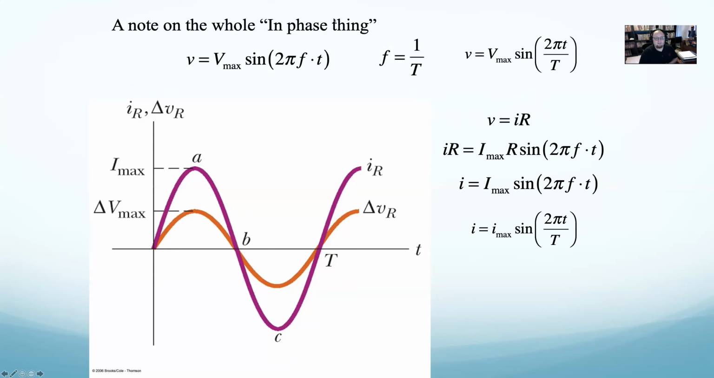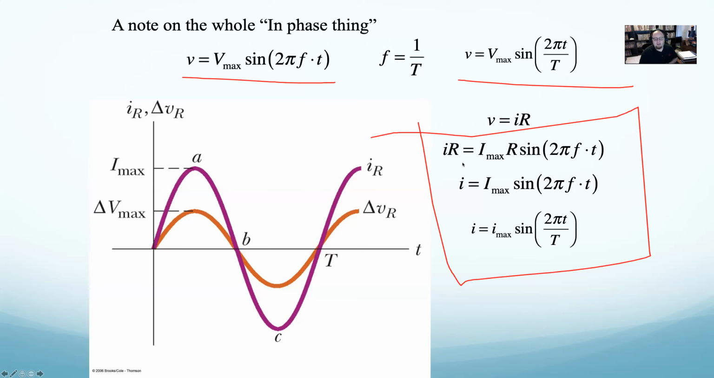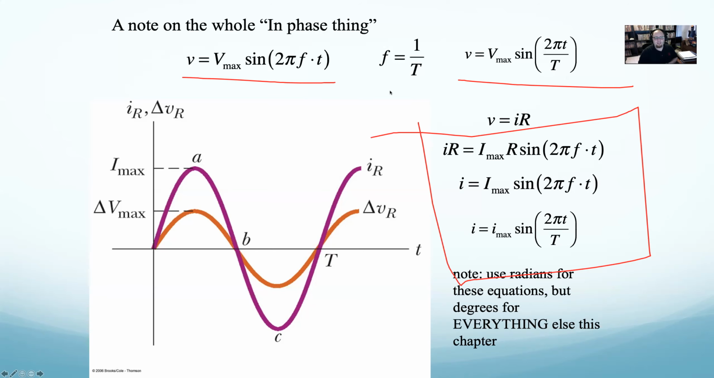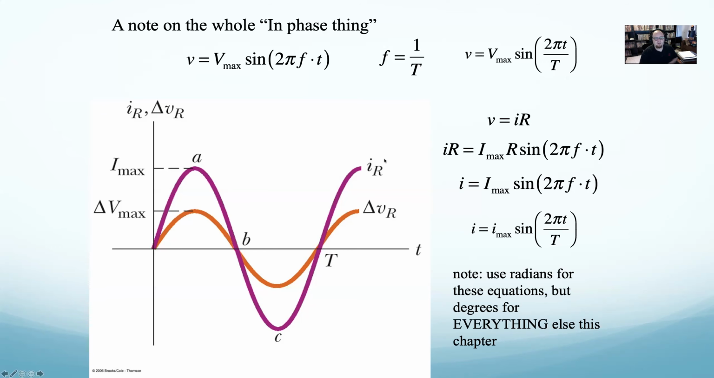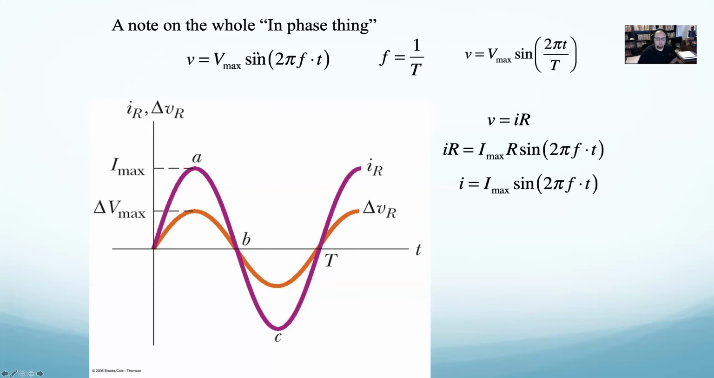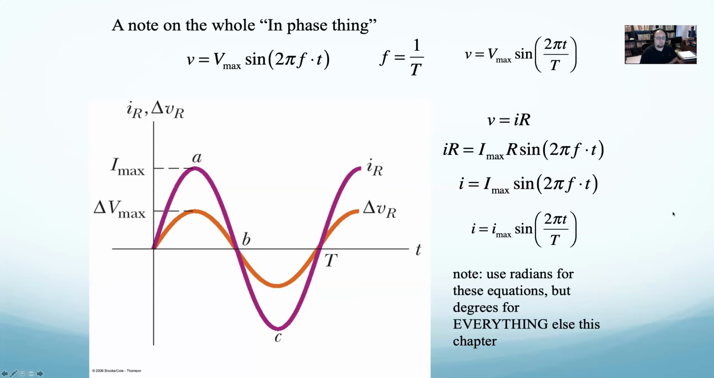Now, if you do plug time into these equations, I already said you want to work in degrees, but these will be the exception. Anytime you're doing a sine with omega t or 2 pi ft, you will need to be in radians. If you're solving those equations, make sure you're in radians. Everything else we're doing in this chapter, we're going to be in degrees, with angles for phase angles. When I was saying these are at 90, 180, 270, 360, for those we're going to want to work in degrees. But if you're plugging into these equations, you should use radians.